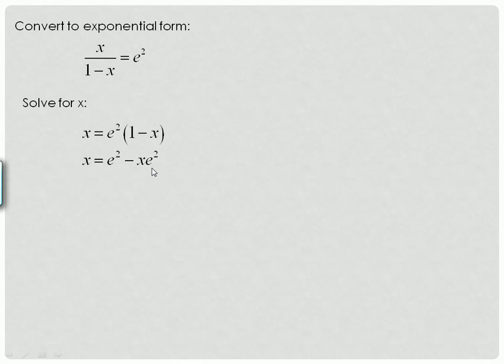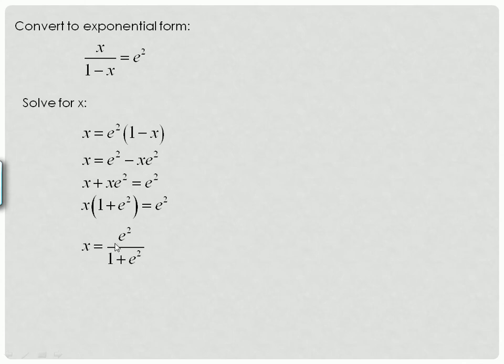And again, we're solving for x, so we need to get these x's together. I'm going to bring that x e squared over to the left side. That'll make it positive. x plus x e squared equals e squared. And now on the left side of the equation, I can factor out an x to get x times 1 plus e squared is equal to e squared. And now solve for x by dividing by 1 plus e squared. You get the answer for x.